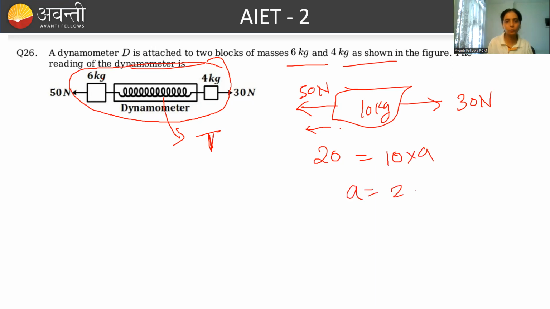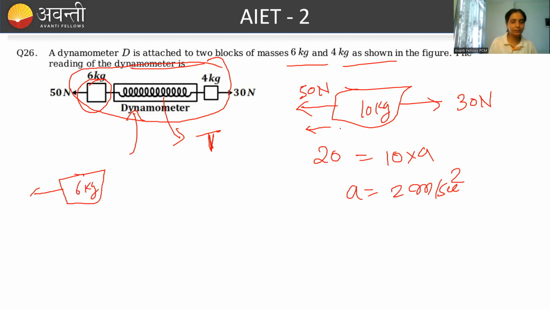So acceleration is 2 meter per second square. Now go inside the system, because we have to calculate the tension. Write the FBD of any one body. So 6 kg, suppose I have taken. On 6 kg you can see here 50 Newton force is acting. Tension always acts away from the body.